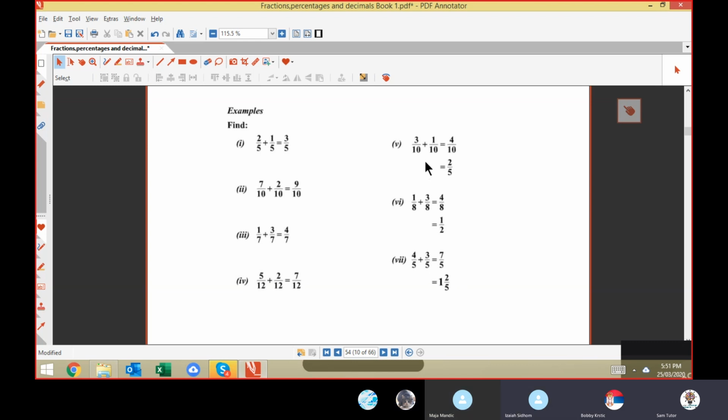Same thing with this one, actually. Look, 3 plus 1 is 4 over 10. That's great, but we can still divide both of these numbers by 2, and you get 2 over 5. So you're meant to still simplify if you can.